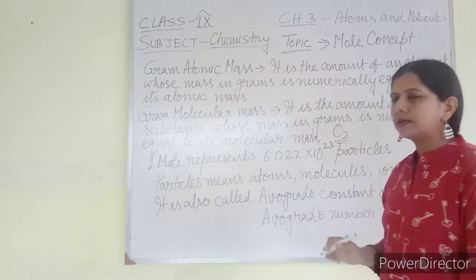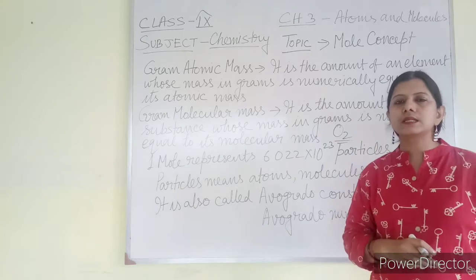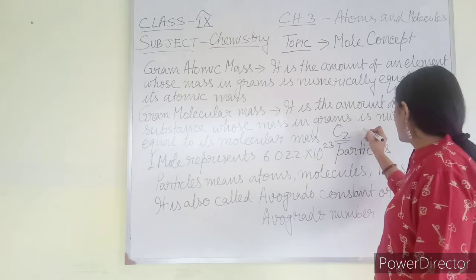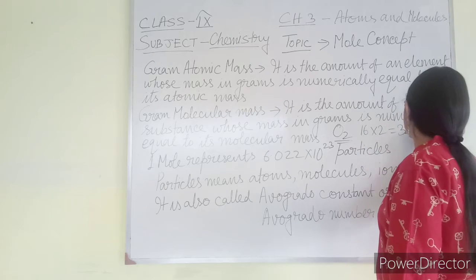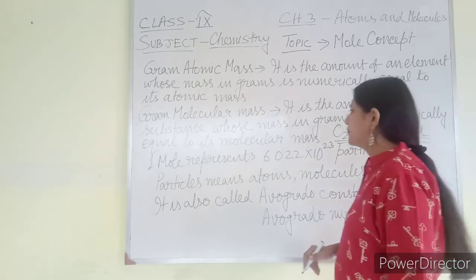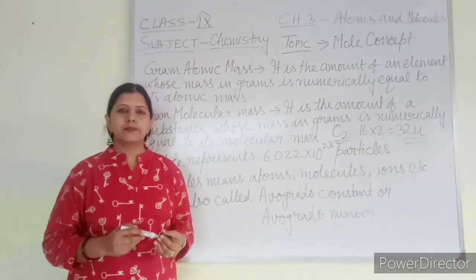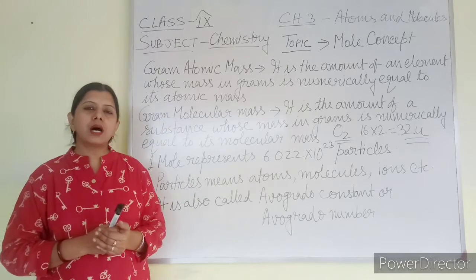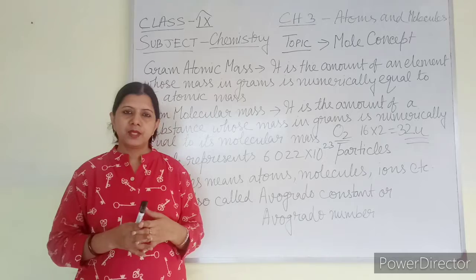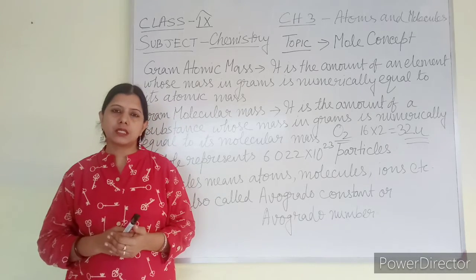Because molecule of oxygen means O2. So we have to find out the atomic mass or molecular mass of this species. So O2 means 16 into 2, that means 32. 32 U is the molecular mass of oxygen. So the amount of oxygen whose mass is 32 gram, that represents gram molecular mass of oxygen.